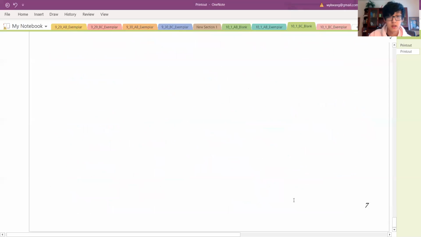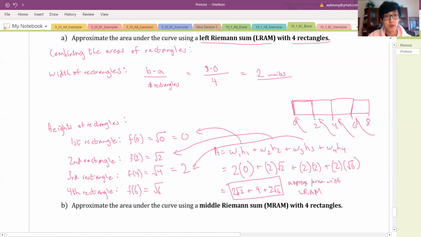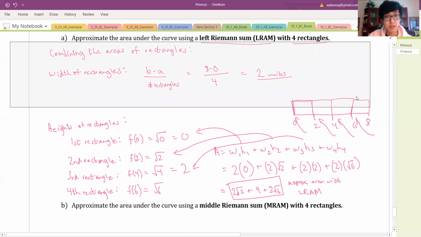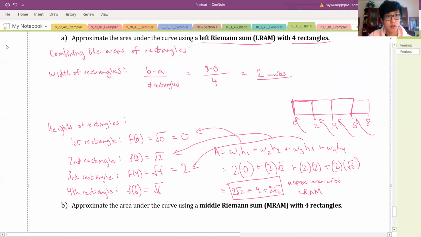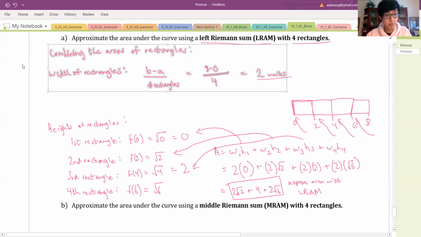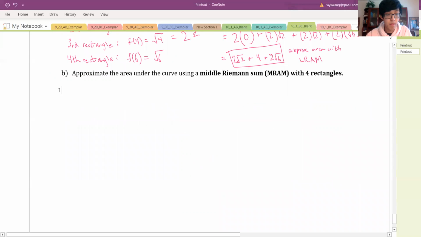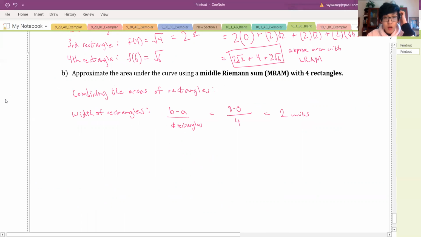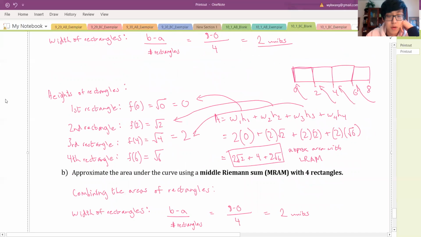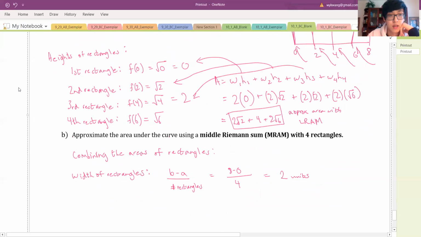Okay, so next we're going to use MRAM. Now MRAM is a bit more challenging, I'd say, a bit more confusing. But we're going to just copy and paste the same exact thing here, right? Because the width of the rectangles is going to be the same. So we're combining the areas of rectangles again, right? But our width of our rectangles are still 2 units, right? So let's figure out the height of the rectangles.